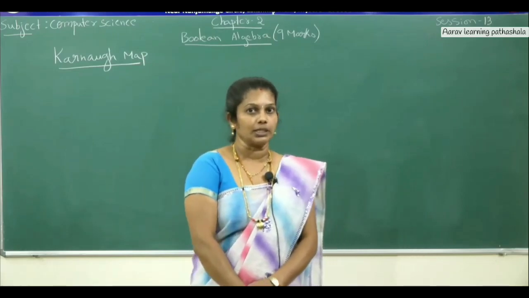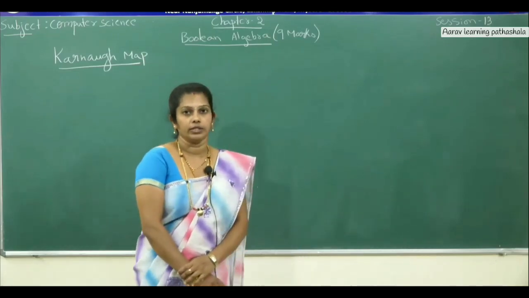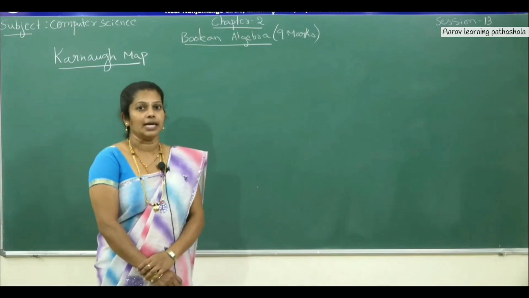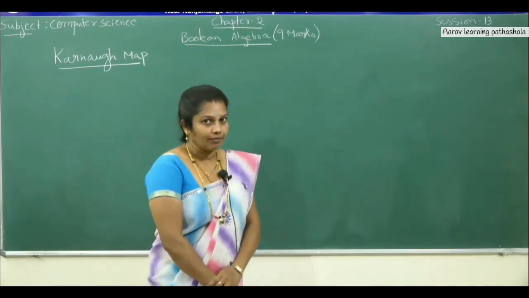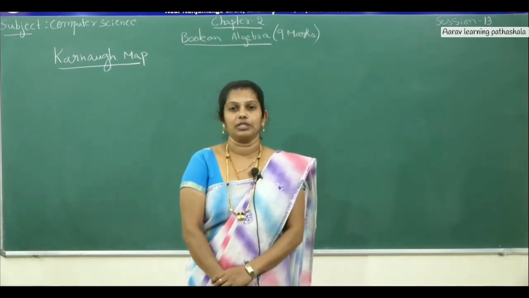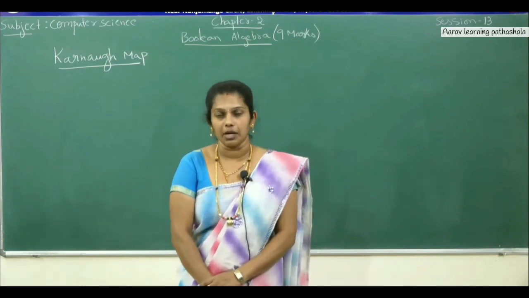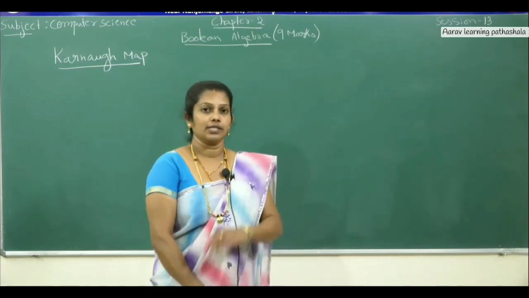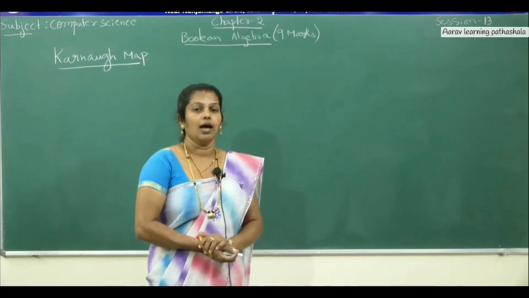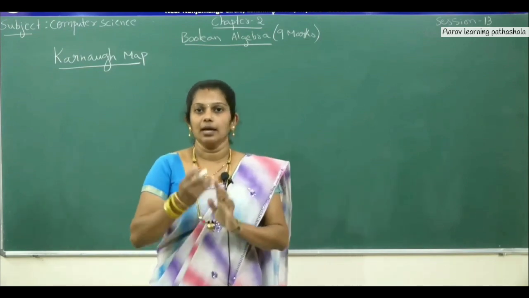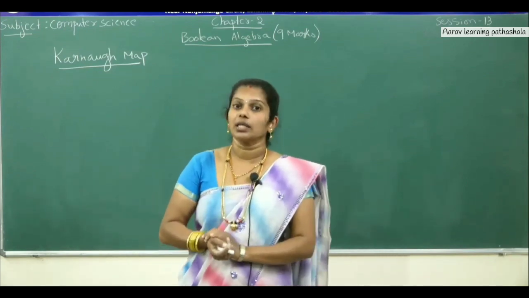Today we are going to start with session 13 on the Boolean Algebra chapter. The total weightage of the chapter, already explained, is 9 marks. Out of 9 marks, they will ask two 2-mark questions as well as one 5-mark question. For 5 marks, they will ask to solve the equation by using Karnaugh map.